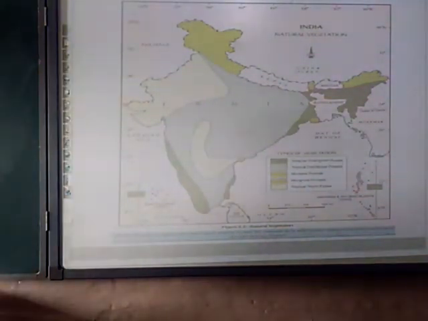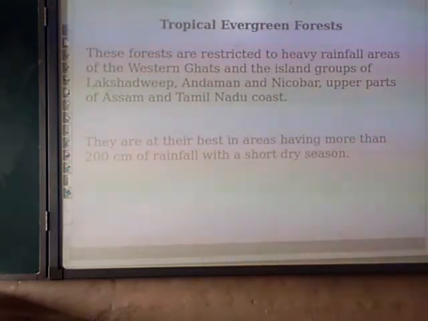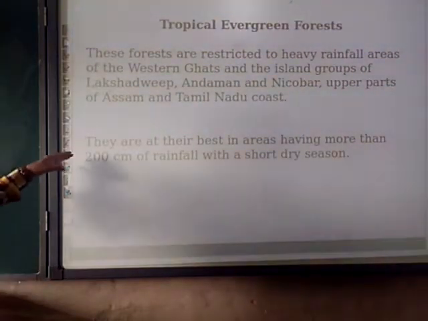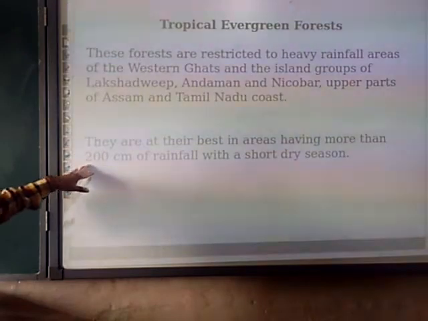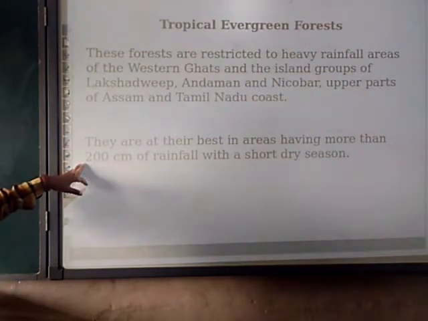Moving further. First, we are going to see about tropical evergreen forest. These forests are restricted to heavy rainfall areas of the Western Ghats and the islands of Lakshadweep, Andaman and Nicobar, and upper parts of Assam and the Tamil Nadu coast. They are at their best in areas having more than 200 centimeters of rainfall with a short dry season.